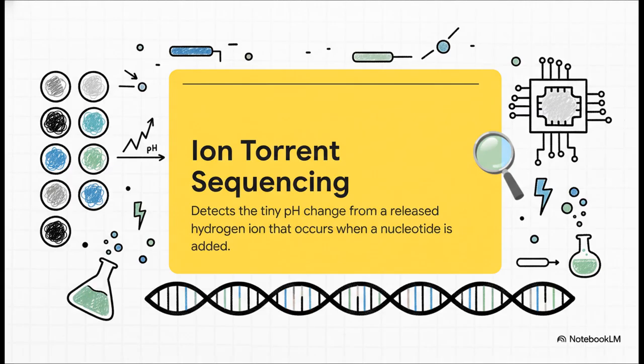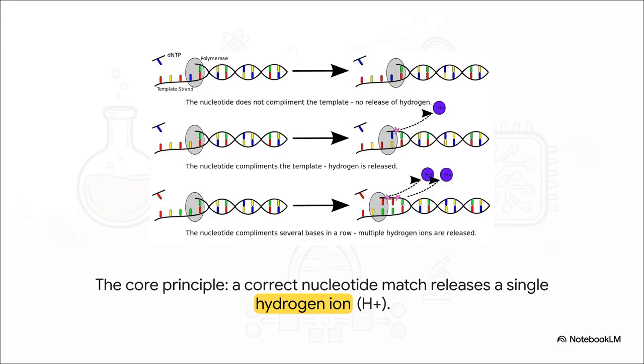Now, detecting flashes of light isn't the only way to pull this off. There's an equally brilliant method called Ion Torrent that uses a totally different idea. It doesn't need any cameras or glowing enzymes. Instead, it basically acts as the world's smallest pH meter. And the chemistry is beautifully simple.